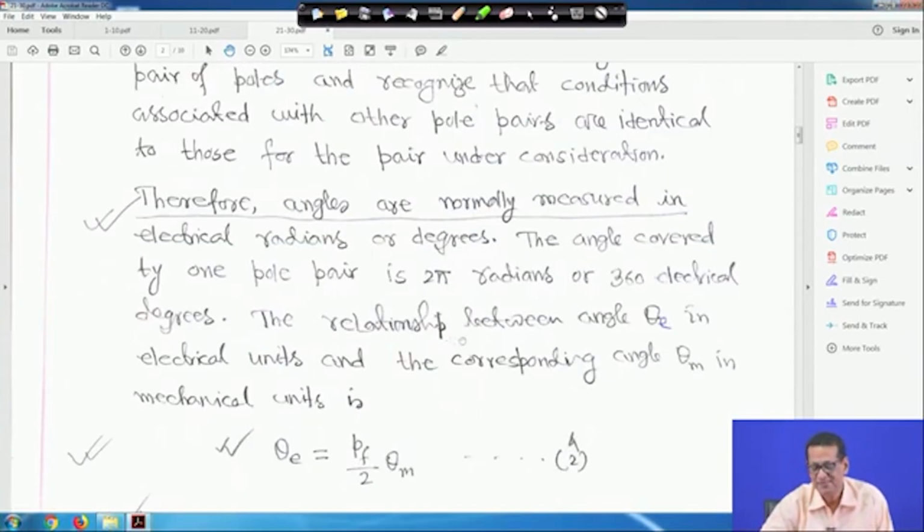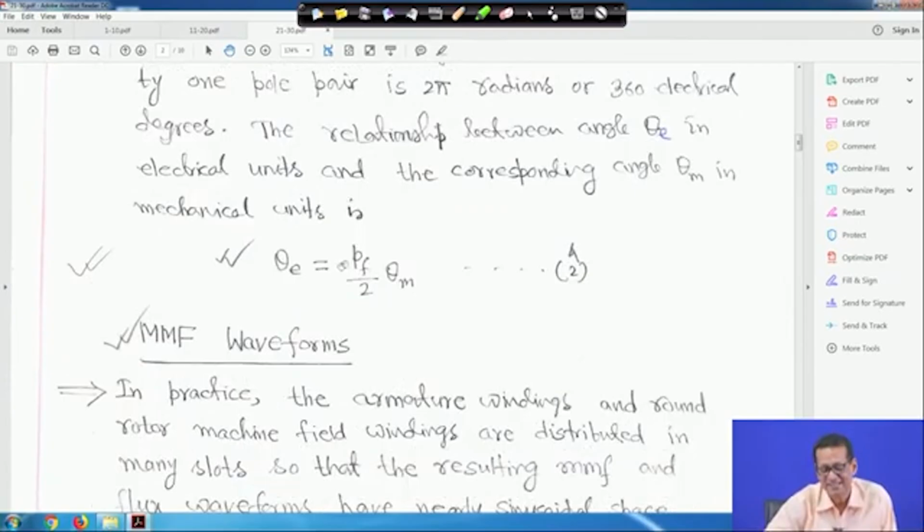The relationship between angle theta in electrical units and the corresponding angle theta in mechanical units, we know that theta electrical is equal to P by 2 theta m. So P by 2 theta m, this you know, right. If you have any doubt about this, in another course I have recorded, that is fundamentals of electrical engineering, there for single phase AC circuit, just at the beginning of that, I think I have talked about this, right.